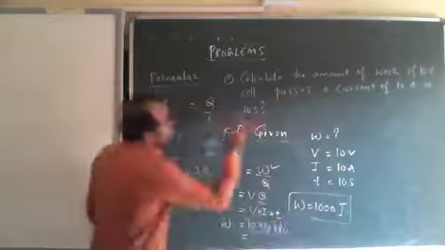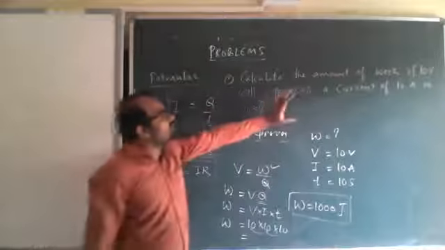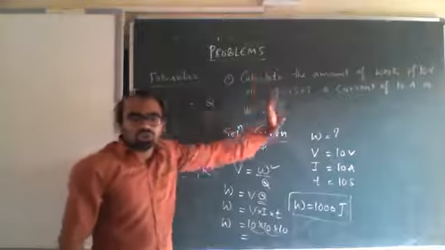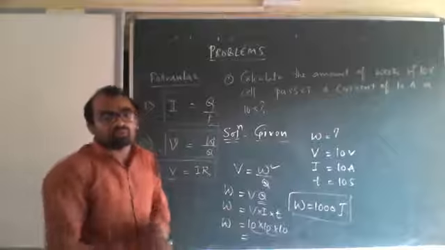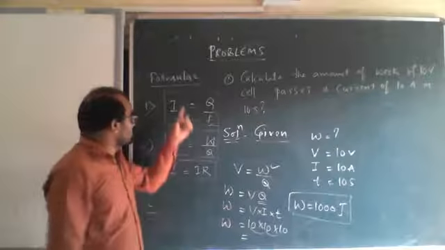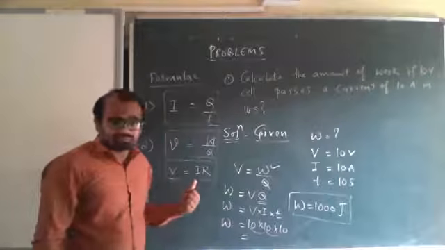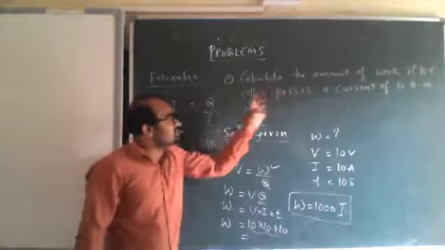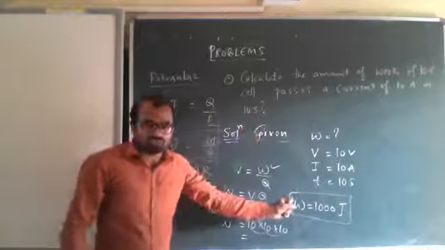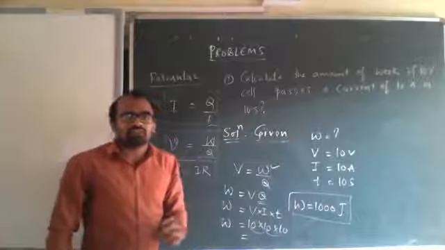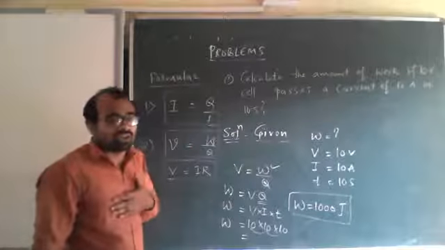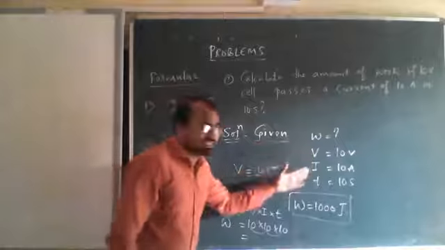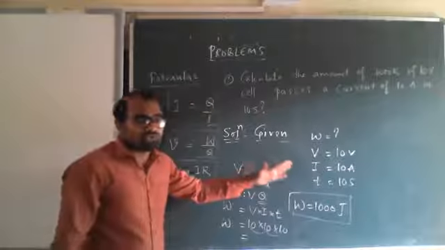So this much work we have to do. The amount of work done is 1000 joules. So this is the way. First, what you have to do? You have to remember all these three formulas, and on what basis what is given, you have to write first. On that basis you have to choose the formula. What are the quantities given to us? On that basis choose the formula.